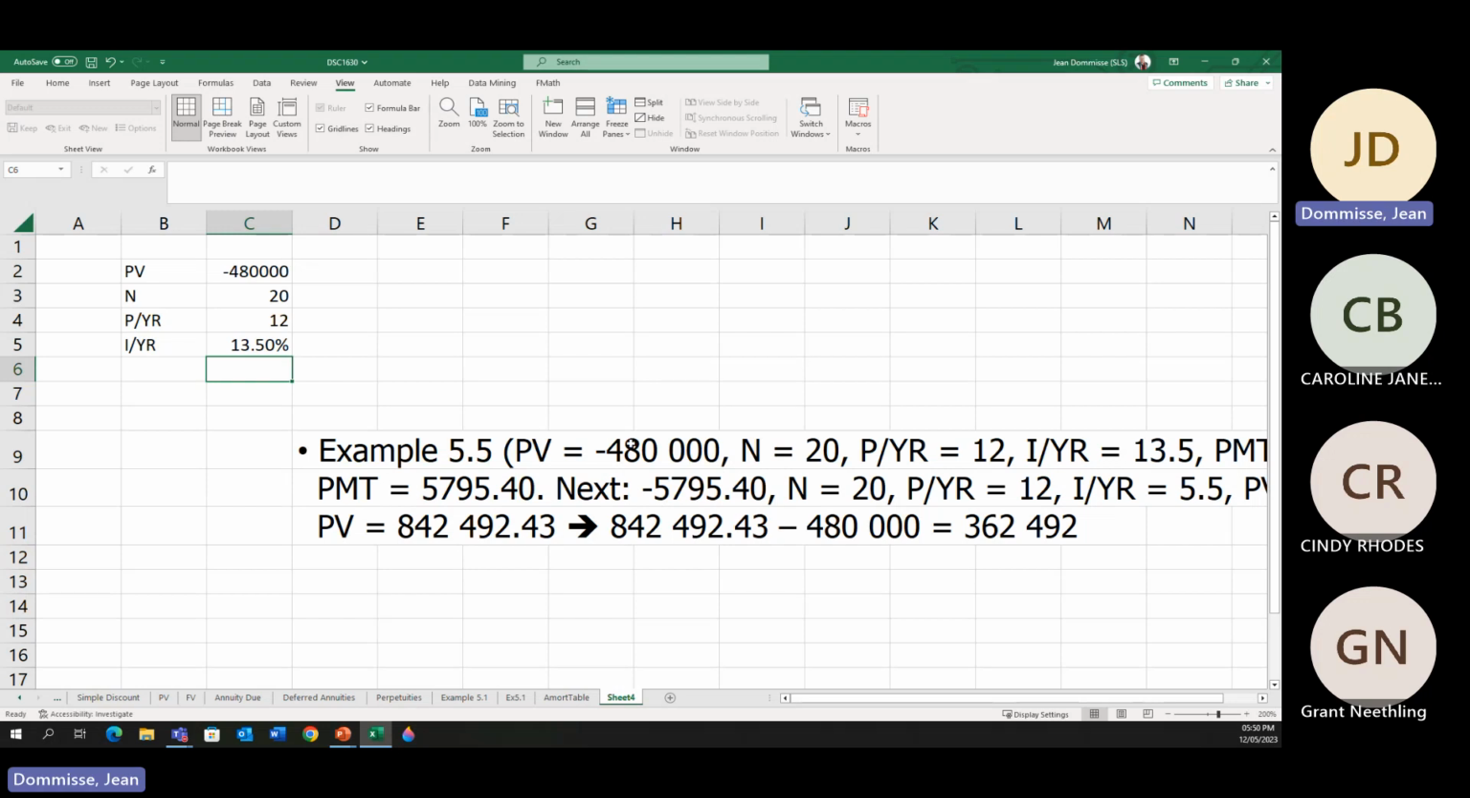And what else do we have? I think that is it. So we first want to work out what that monthly payment is. So to check, is that it? I haven't missed anything.